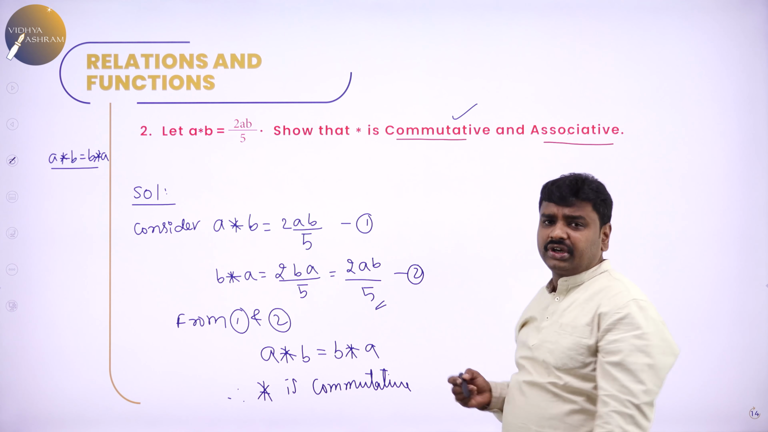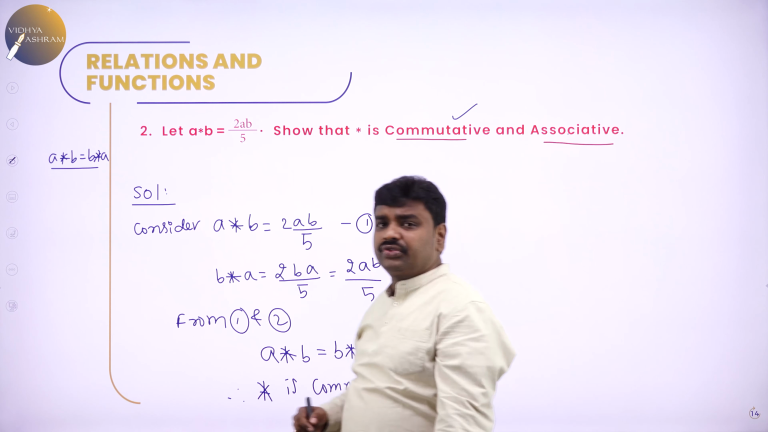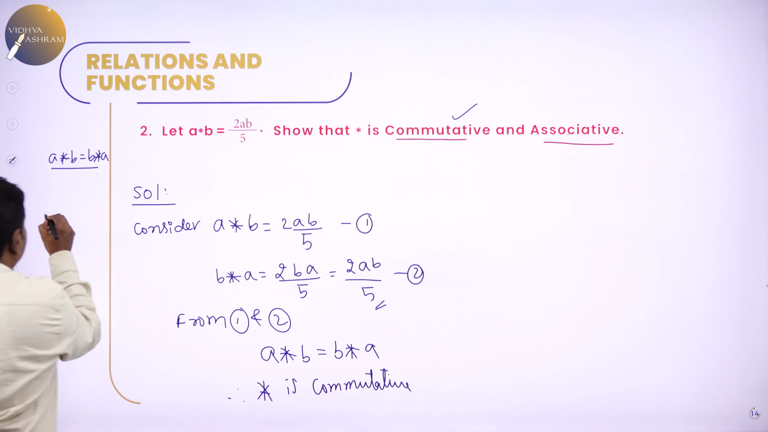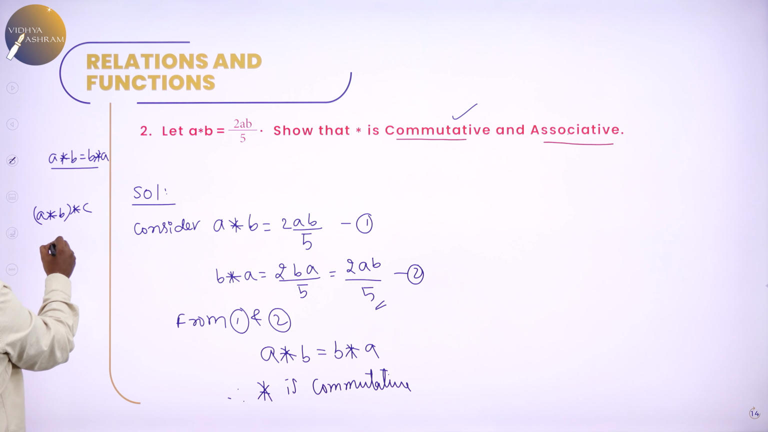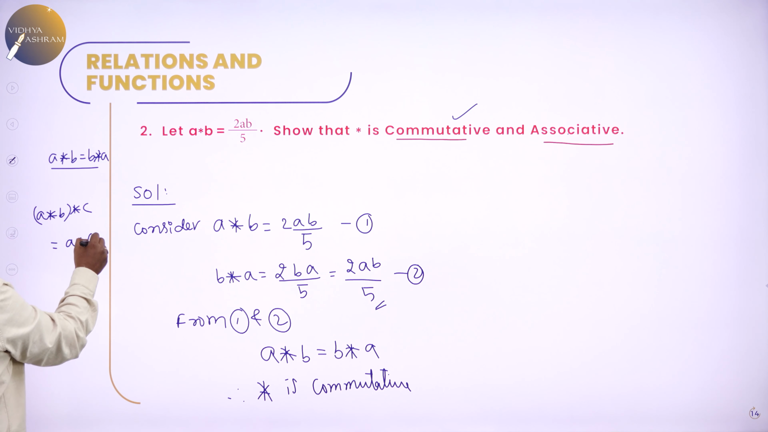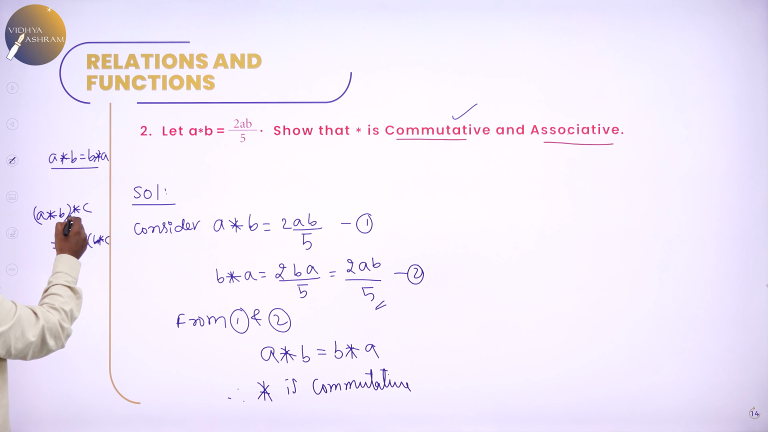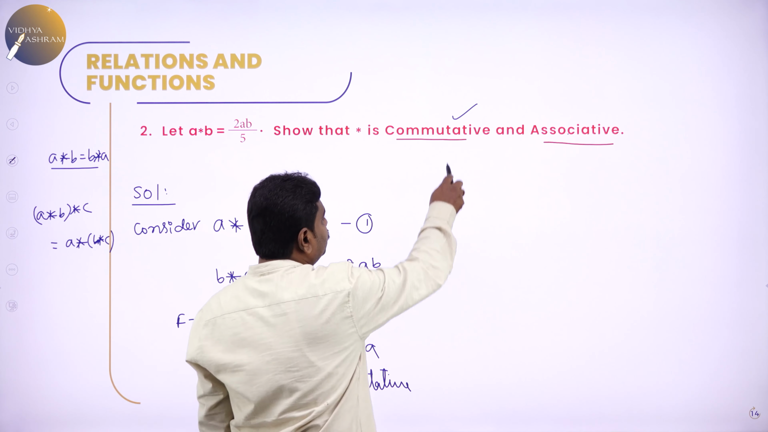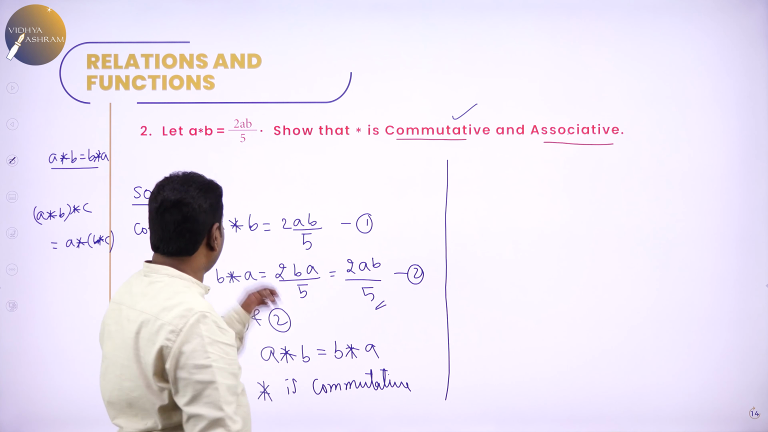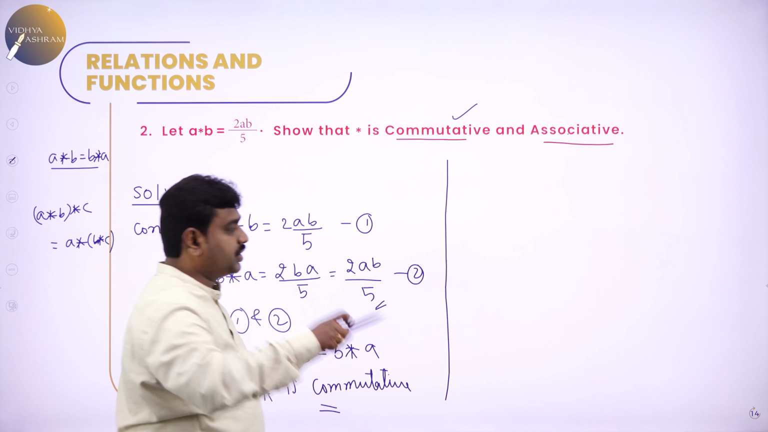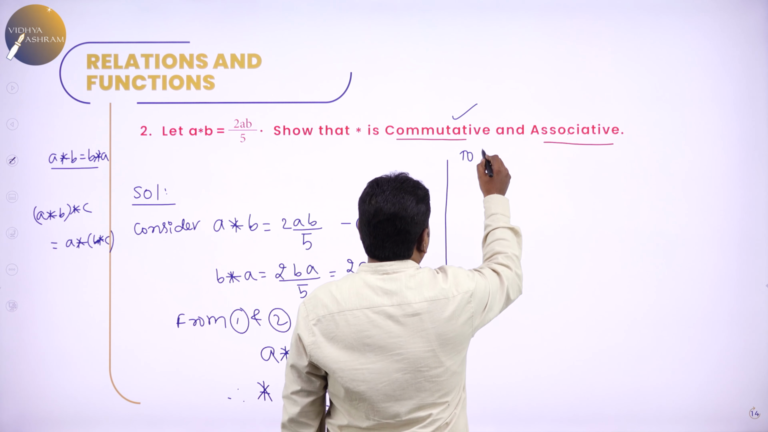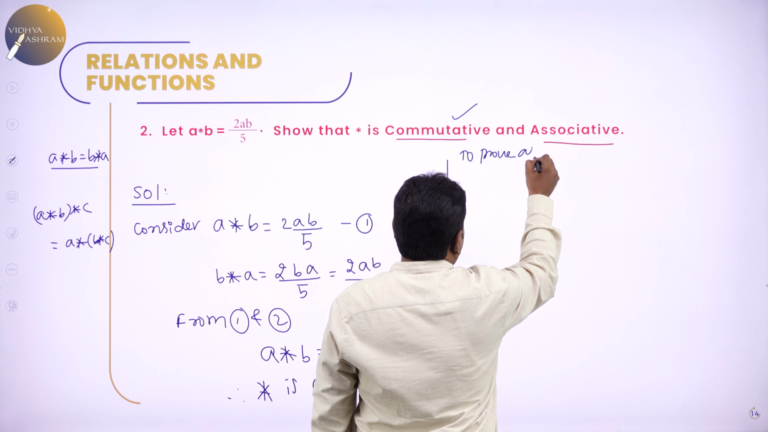Now we will go to associative. All of you know how to prove associative. So I will write it here. (A star B) star C means I will group first 2 elements, and it should be same as A star (B star C). If you get this, then it is associative. We will try to prove this. Now commutative we proved. Now I am going for associative, to prove associative.